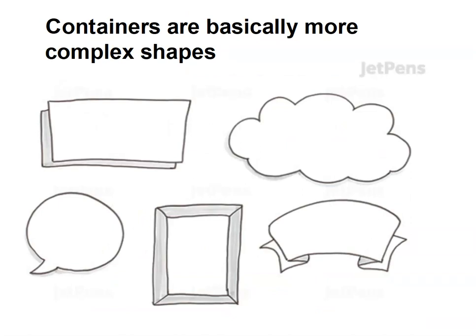Containers are more complex shapes, okay? So you can draw fluffy clouds or thought balloons. Here's a speech bubble. Here's a big banner if you want to say, this is the big topic. Here's a frame. You want to say, oh, this is something that's worth gazing at for a while and contemplating, whatever you want to do, okay?